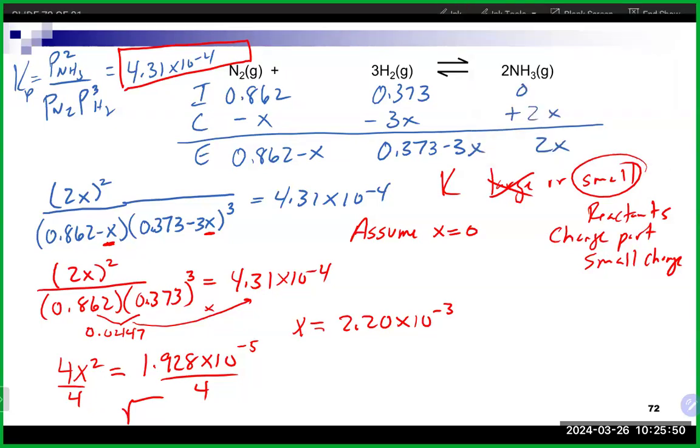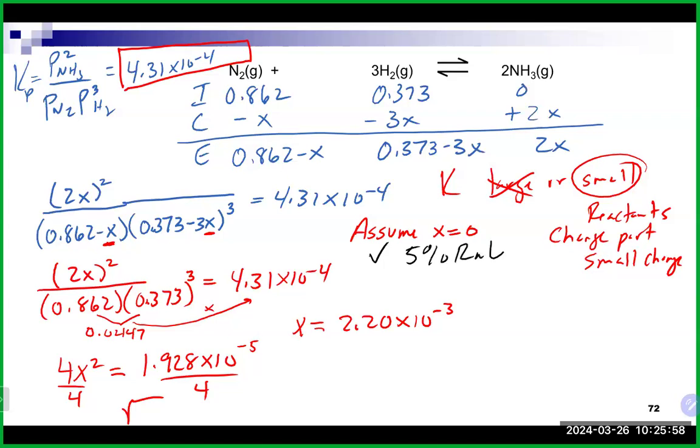The way that we're going to check your assumption is what is sometimes referred to as the 5% rule. What the 5% rule is, you will take the x value that you got, divide it by what you were going to subtract it from, and times it by 100%. And if it's less than 5%, you're good to go. And if it's more than 5%, you have a little tear moment and you go back and probably solve it with the quadratic formula.